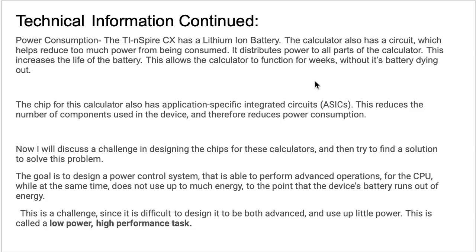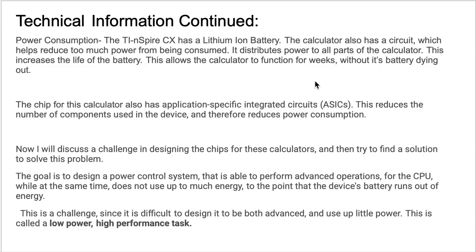Another feature, sort of a feature, is also part of the design of this calculator. It has a special circuit that helps reduce power consumption. It helps use up less energy.